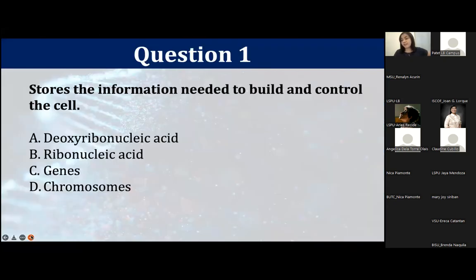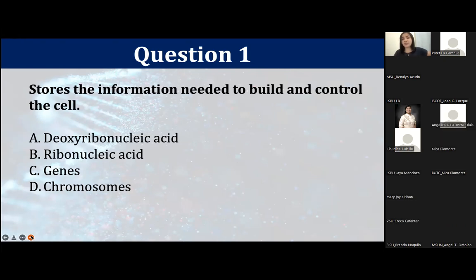Okay, number 1, first question. Stores the information needed to build and control the cell. So what is the answer? Pwede kayong mag-reply dito sa chat, everyone, para makita ko yung mga sagot ninyo. Question number 1, stores the information needed to build and control the cell. A, DNA or deoxyribonucleic acid. B, ribonucleic acid. C, chromosomes.